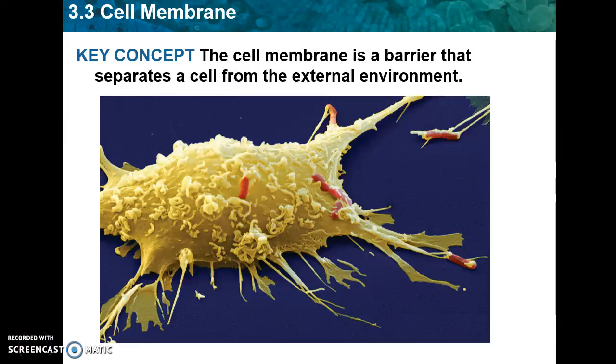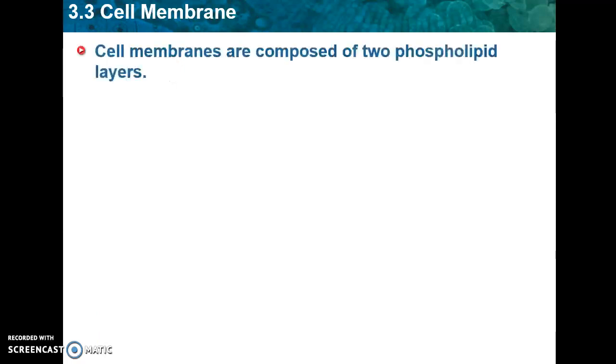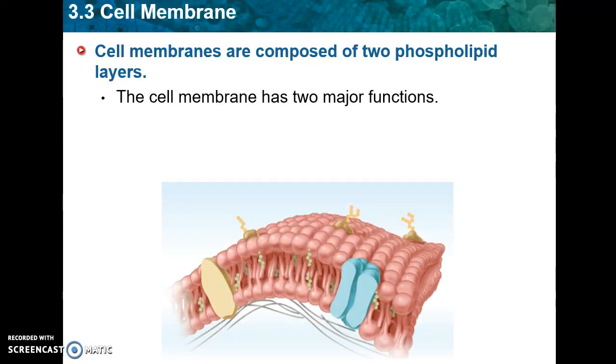So, section 3.3, we're going to talk all about the cell membrane. The cell membrane is a barrier that separates the cell from its external environment. So this is going to do all kinds of good things, like protect the cell. It's composed of two phospholipid bilayers. So it's going to contain a phosphate head and a lipid tail.